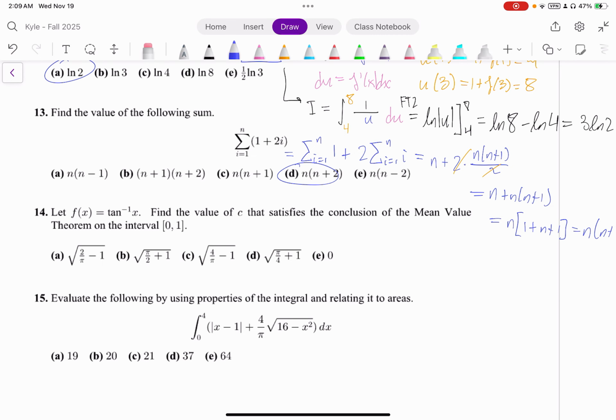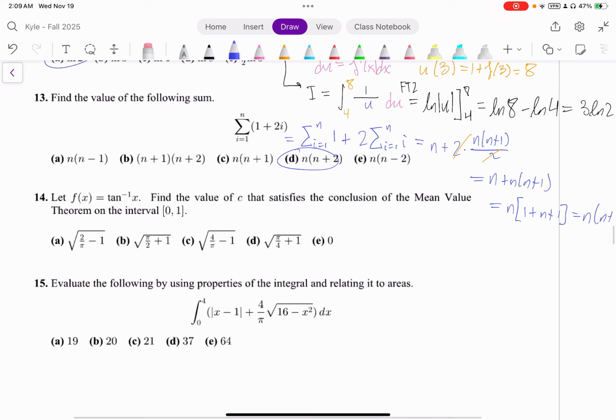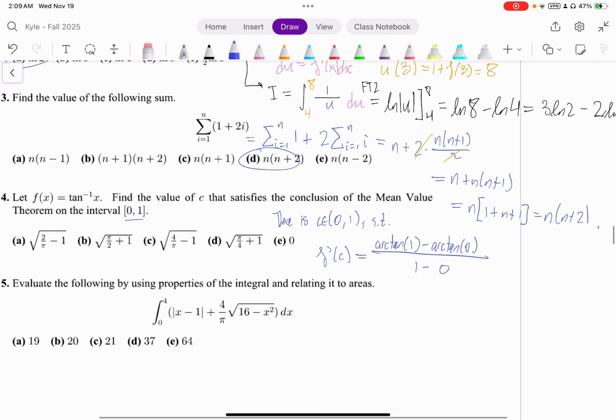We'll let f of x be arctan of x. Find the value of c that satisfies the conclusion of the mean value theorem on the interval 0, 1. So remember what the mean value theorem says. There is a c on 0, 1 such that f prime at c is equal to, we'll call it f prime at c because we need a good notation for it, arctan of 1 minus arctan of 0 over 1 minus 0. This is the average slope.